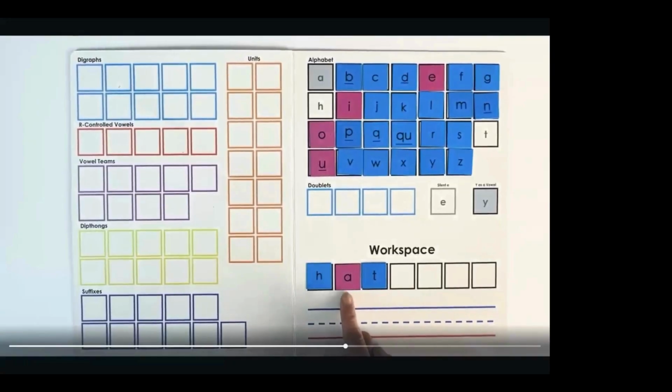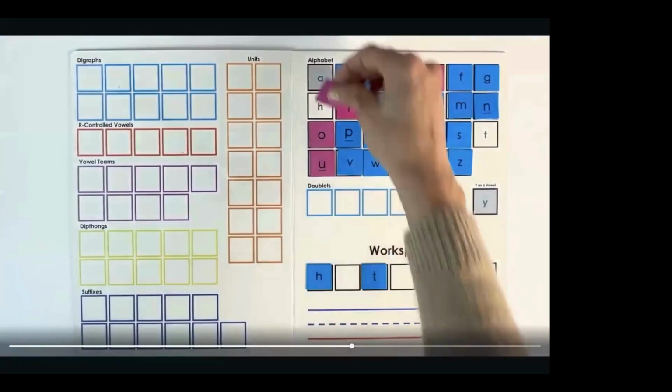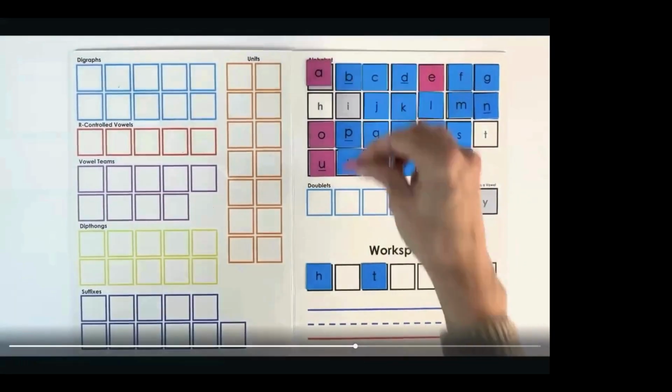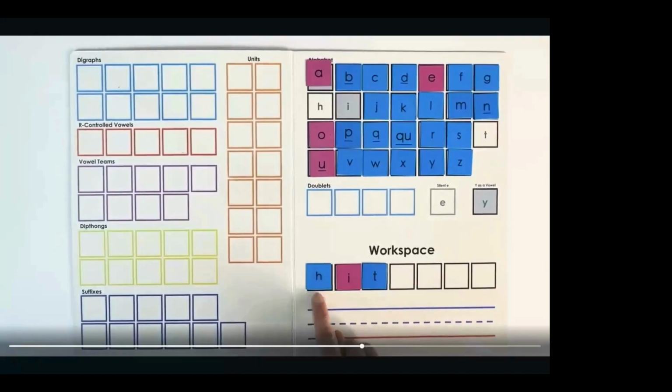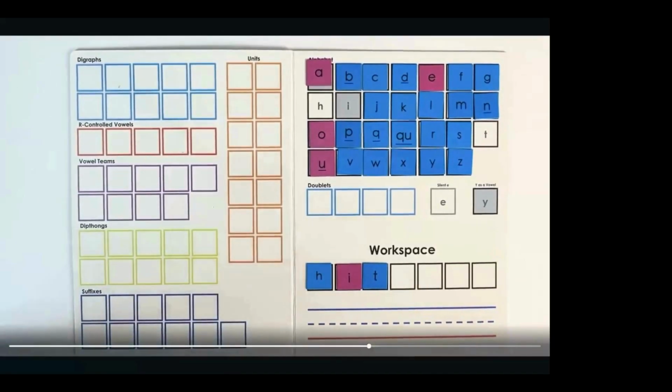I'm changing that letter A that says a to the letter I that says i, and now I've got it, hit. So which letter did I change there? I changed that middle letter from an A to an I, so I went from hat to hit. Okay.